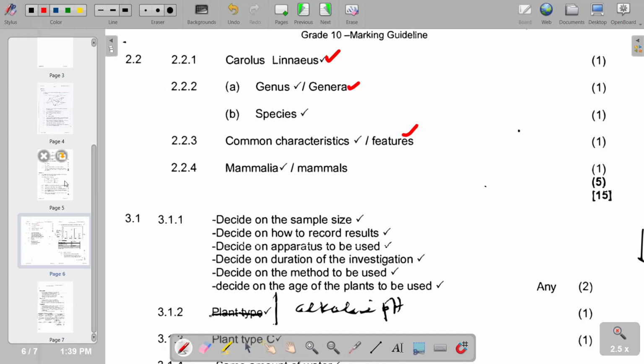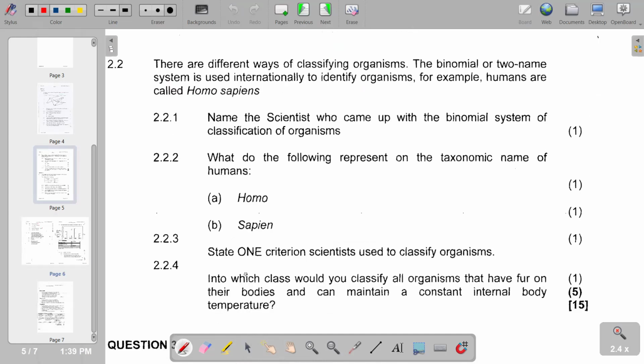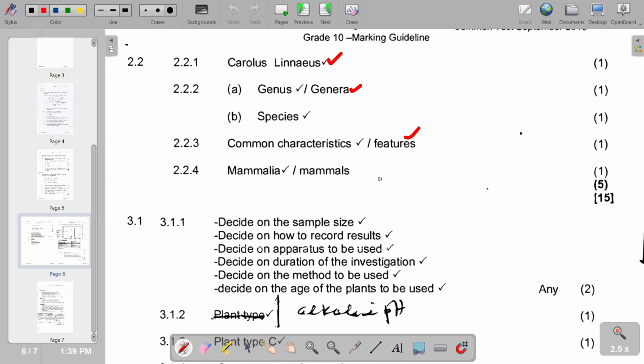Going to the next part, 2.2.4. Into which class would you classify organisms that have fur on their bodies and can maintain a constant internal body temperature? These are called mammals. So we have mammals as our response.